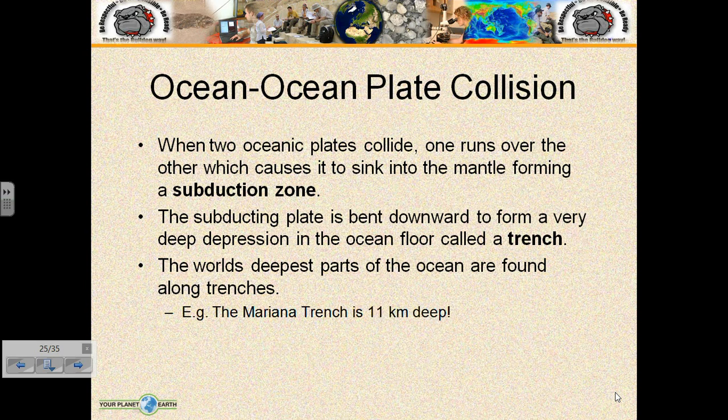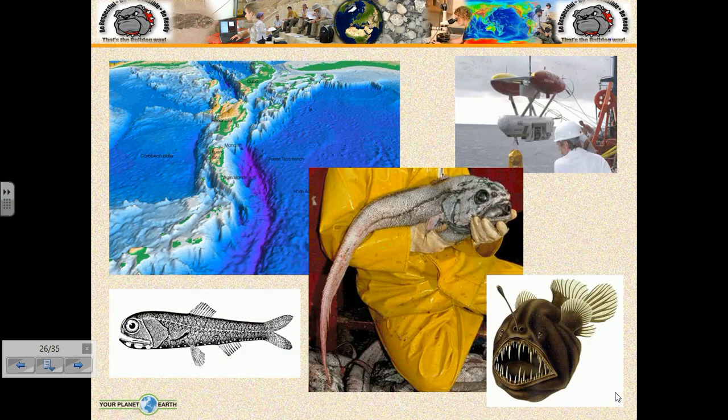Finally, we have oceanic to oceanic plate collision. When two oceanic plates collide, one runs over the other, which causes it to sink into the mantle, forming a subduction zone. The subducting plate is bent downward to form a very deep depression in the ocean floor called a trench. The world's deepest parts of the ocean are found along trenches. In fact, the Mariana Trench is over 11 kilometers deep, which is pretty far. I believe that's more than about 35,000 feet deep. And so in the images provided, you can see examples of some of the vegetation that are found in these lower parts of the water.